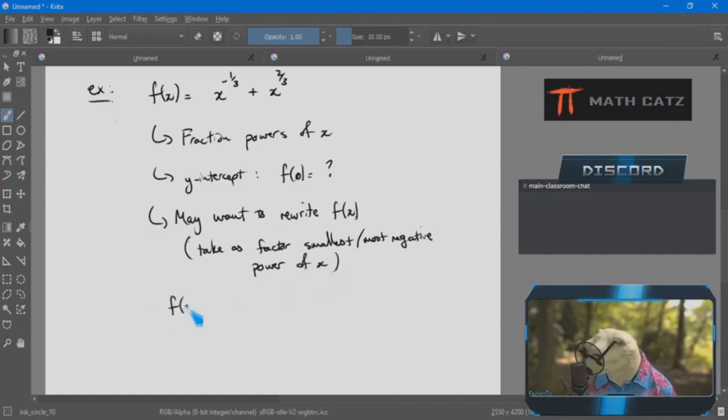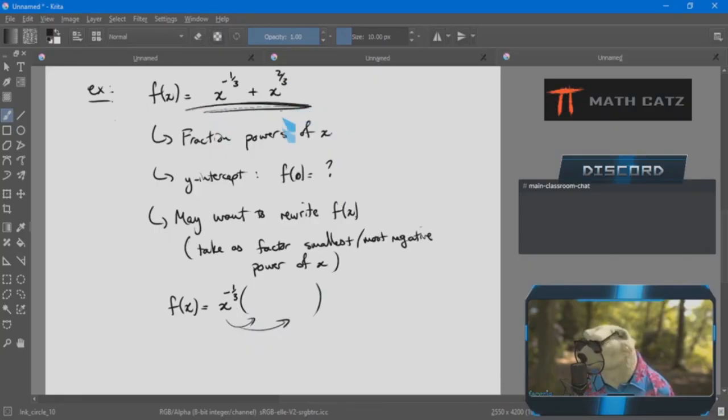So how does that work? It's okay if you are not super comfortable with this, but that's not a reason to not do it. That's a reason to practice it more, because it's going to be very handy. I'm going to take x to the negative 1/3 out. It's not an obvious common factor. I'm going to make it a common factor. So then I have to ask myself, what do I have to have in the brackets so that when I multiply this guy in, I get the original function?